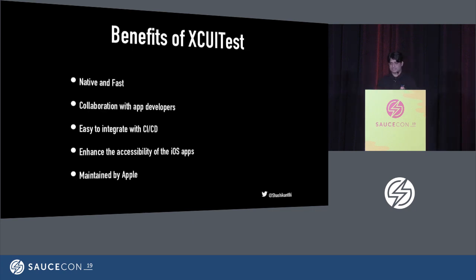So you can see some benefits of using XCUITest. XCUITest is native and faster than any other third-party tool. It increases the collaboration with your developers, is easy to integrate with CI/CD, and enhances accessibility. If you make accessibility compulsory, it will help not only with writing your UI tests, but it will help disabled people who can't see or who can't hear. So that will help them as well.